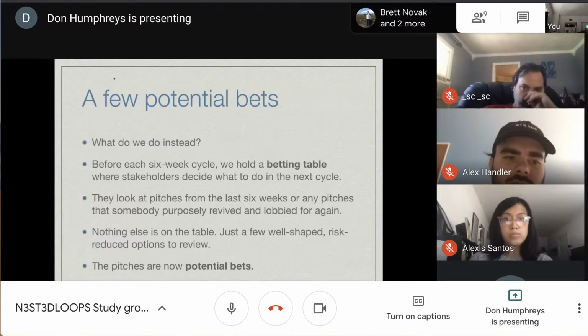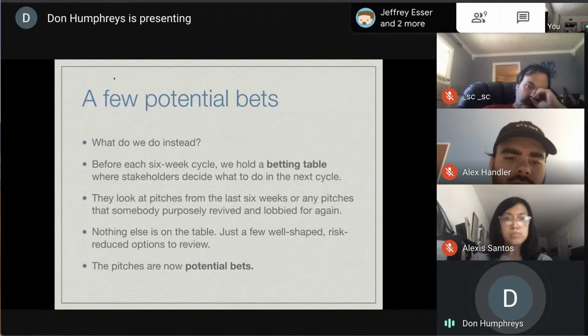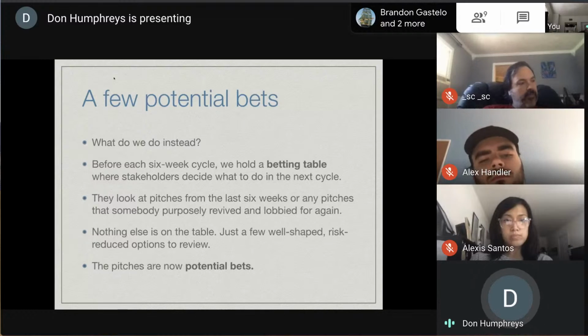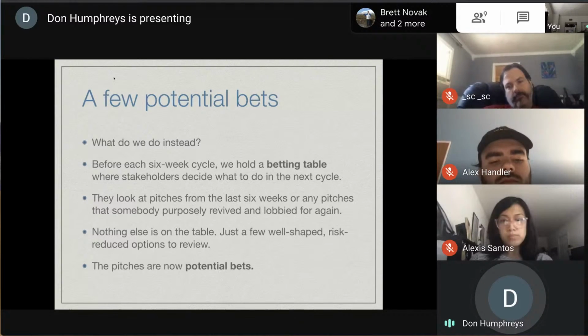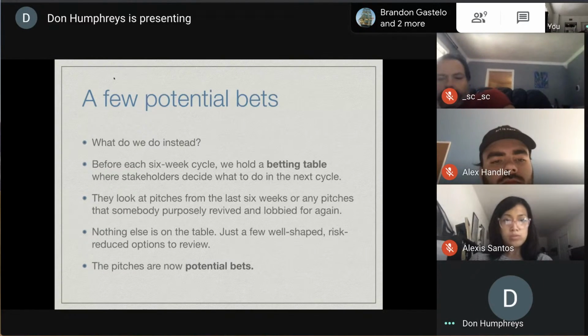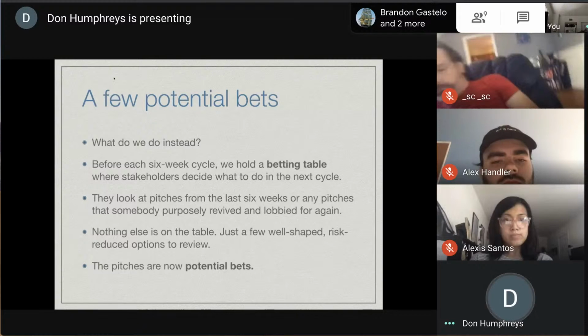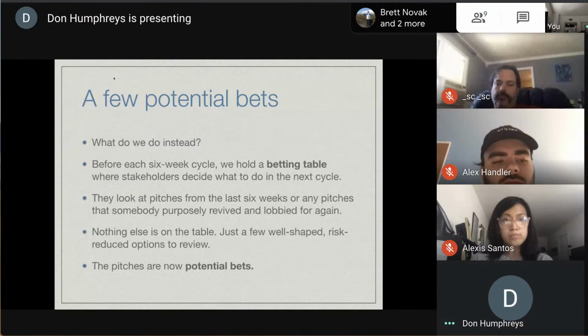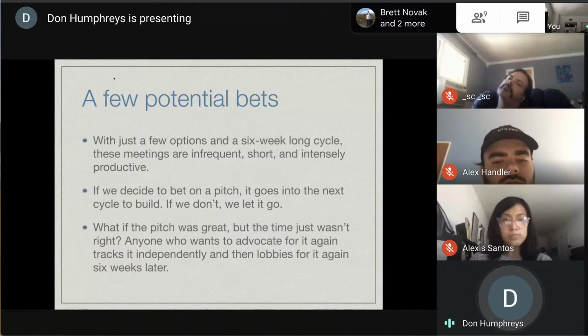So what do we do instead? Before each 6-week cycle, we hold a betting table where stakeholders decide what to do in the next cycle. In that meeting, they look at pitches from the last 6 weeks, or any pitches that somebody purposely revived and lobbied for again. Nothing else is on the table, just a few well-shaped, risk-reduced options to review. And now those pitches are potential bets. So with just a few options in a 6-week-long cycle, the meetings are really short, infrequent, and intensely productive. And if you decide to bet on a pitch, it goes into the next cycle to build, but if you don't, you let it go.